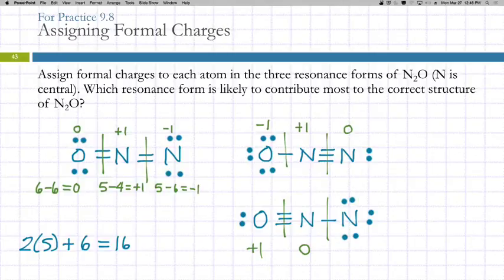This nitrogen... Oh, I can't count. Thank you. Yeah, it's got 4 here: 1, 2, 3, 4. Okay, 5 minus 4, so this is plus 1 also, right? This nitrogen came in with 5, leaves with 7. 5 minus 7 is negative 2.